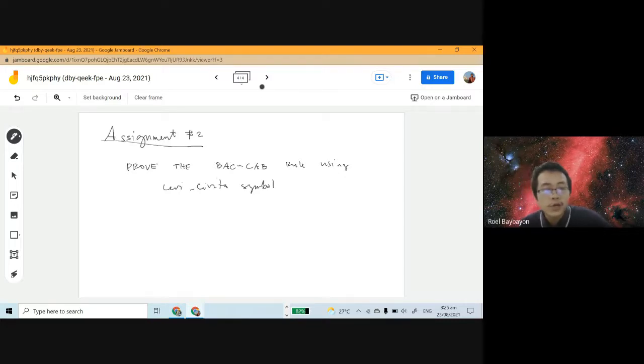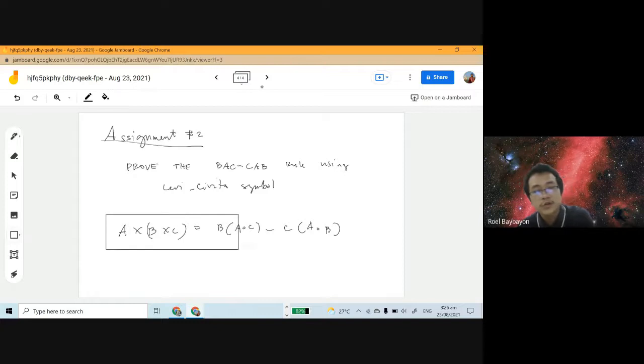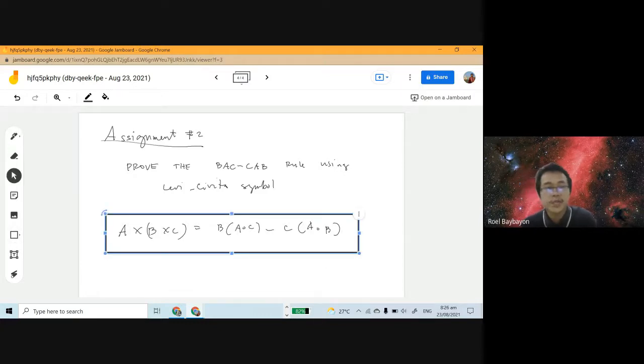So itong BAC-CAB rule gani, ako A cross B cross C, this is equal to B A dot C minus C A dot B. This is very simple. Simple na ba? Yeah, simple lang eh. Prove the BAC-CAB rule using Levi-Civita symbol. So this will be your assignment. The due date is on Wednesday.